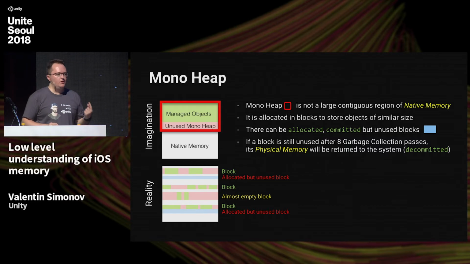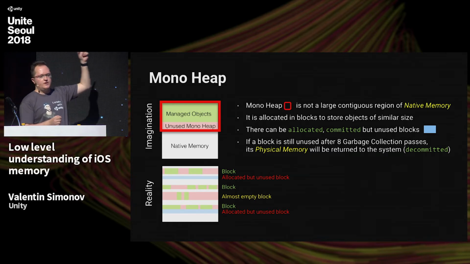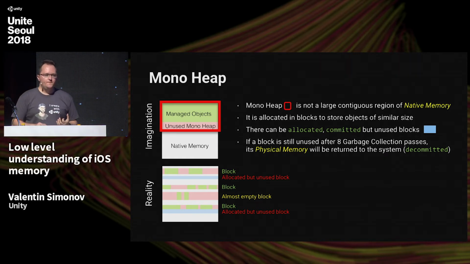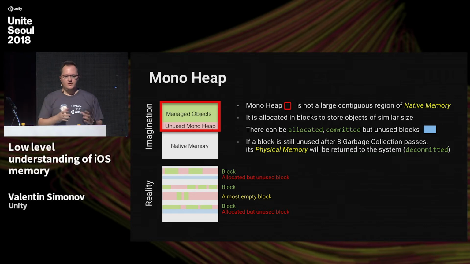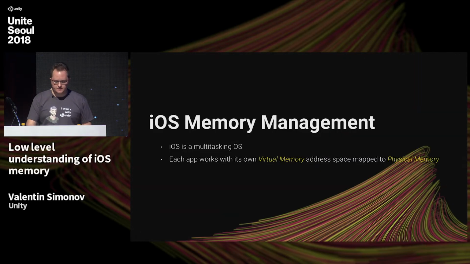But the issue with the blocks is that they're usually fragmented. As you can see here, the green ones are actual C# objects in memory. So a block can be rather large, but contain just a few C# objects. And this means that it's not free, it cannot be removed. And unfortunately, this is the usual case in real-world scenarios.